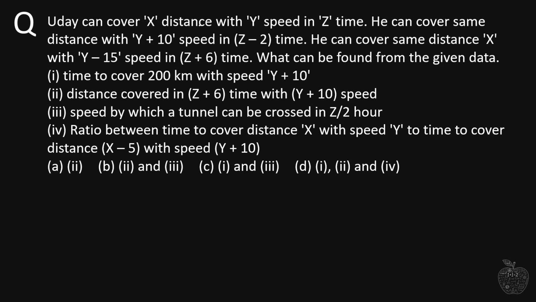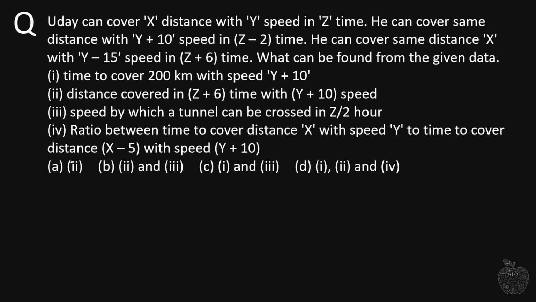Uday can cover x distance with y speed in z time. He can cover the same distance with y plus 10 speed in z minus 2 time. He can cover the same distance x with y minus 15 speed in z plus 6 time. What can be found from the given data?